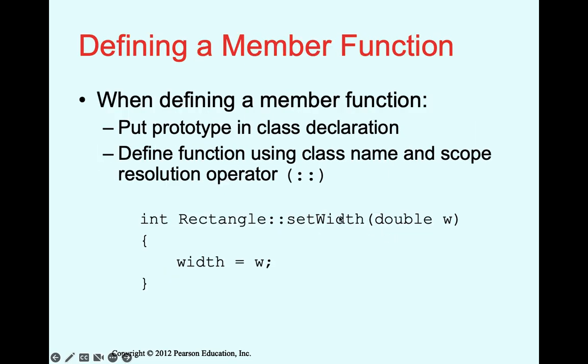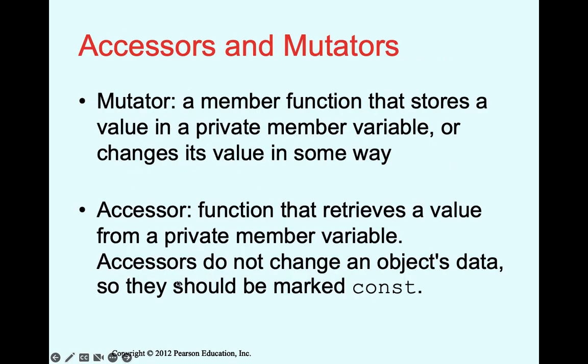How to define the functions? When defining a member function, we put the prototype in the class declaration. But when we define the function outside the class, you need to write the name of the class and then double colon, and then you write the name of the function, just to show that this function is inside this class. Okay, and then you define the function like a normal definition.